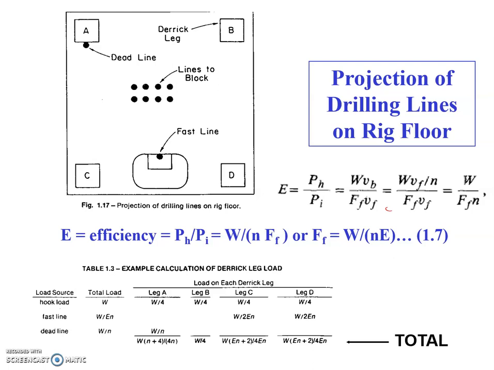So the hook load, as we mentioned, is distributed between four legs. So if you have four legs here, you can see that it's W over 4 for each of them, right? And then the fast line is distributed between legs C and D. So half of this W over En will go to leg C, which is W over 2En, and the other half goes to leg D, so W over 2En. And then the deadline is only attached to leg A, so you have W over N for leg A. Then you can add them up for each leg and calculate the total load for each of these legs. So which of these legs do you think has the highest load?